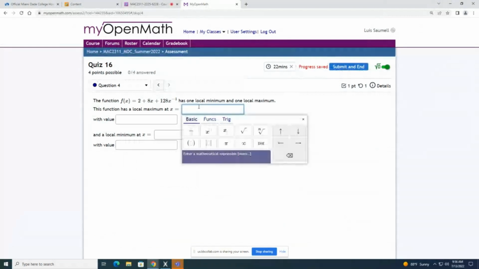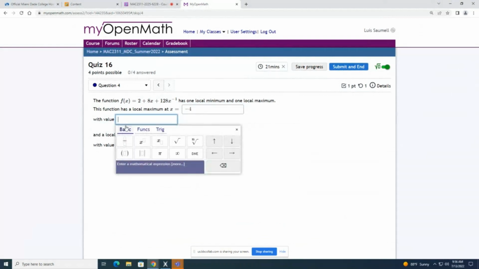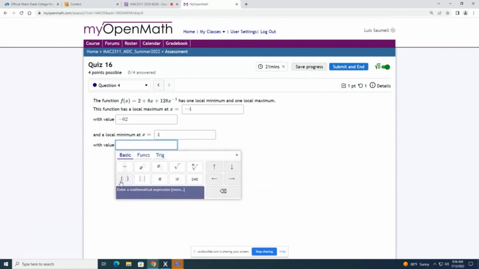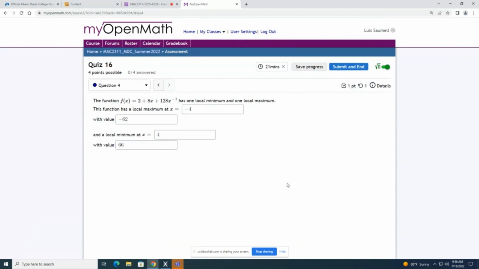Okay, so the function has a local maximum at, so what was the local maximum? At -4 with value -62. A local minimum at +4 with value 66.